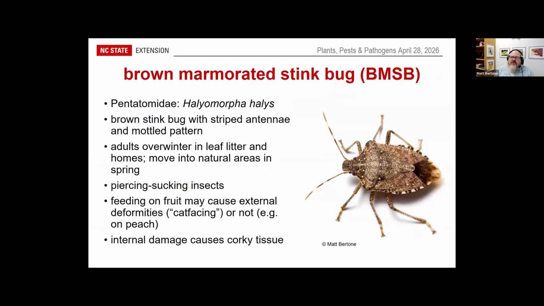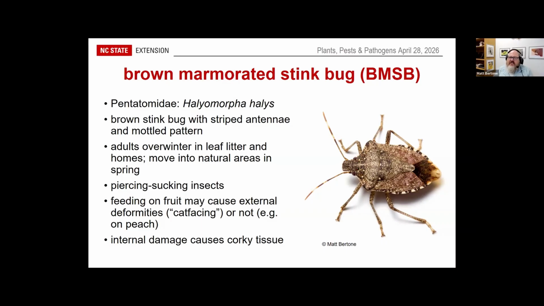Brown marmorated stink bug, or BMSB, is a stink bug in the family Pentatomidae. These are brown stink bugs with striped antennae and a mottled pattern, and many of you are familiar with these. These are the ones that overwinter in homes and can be a very big nuisance, but not just a nuisance, they can also obviously damage plants because they are plant feeders. Once they move into the natural areas in the spring, they'll begin mating, laying eggs, and feeding.